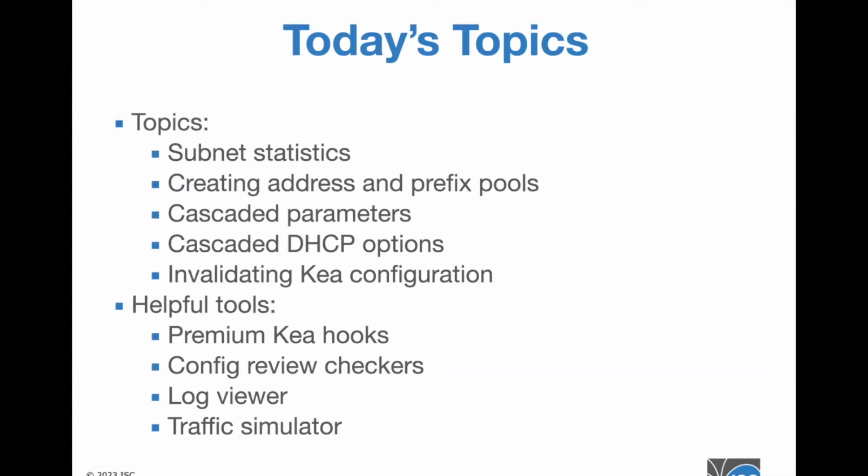Same for the DHCP options. The DHCP options configuration in Kea also has a very hierarchical nature, so I'll show you how that works in the Stork management system. And finally, if we have time, I'll show you the very new feature, invalidating Kea configuration. It's a tiny feature, but might be useful in some cases. By invalidating, I mean you mark the configuration invalid, and that way you force Stork to refetch this configuration from the Kea server.